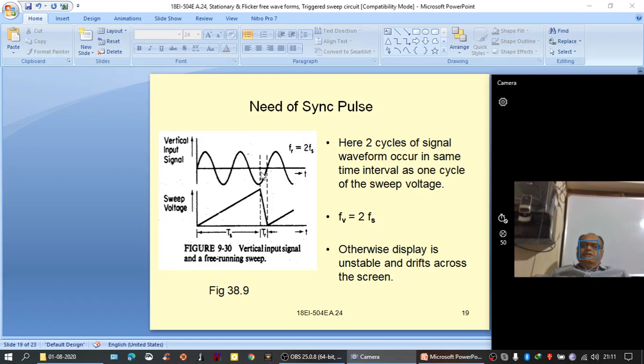Then after this portion, the next screen does not start from here. Rather, this signal is blocked by the circuit and once again from here it will start. So the next screen also appears the same. Third screen also appears the same. So we get a continuous waveform without any flickering.